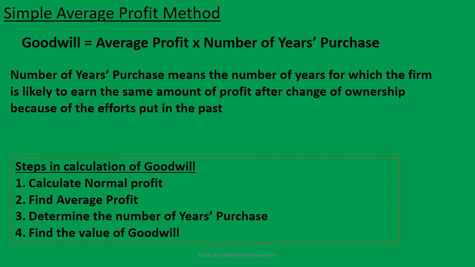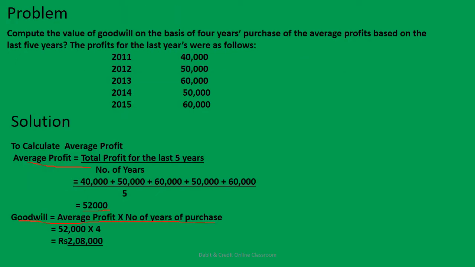And then find the value of goodwill using the formula: average profit into number of years purchase. And we will get the goodwill. Let us do one problem. Compute the value of goodwill on the basis of 4 years purchase of the average profits based on the last 5 years.